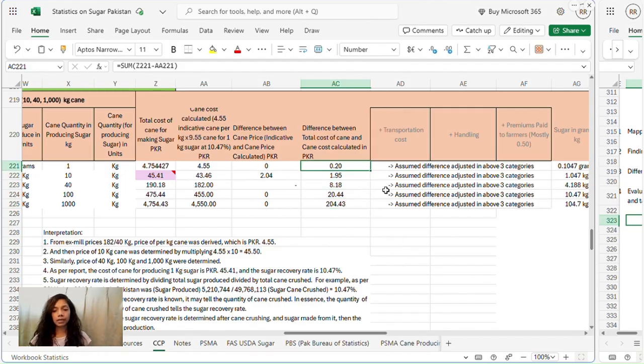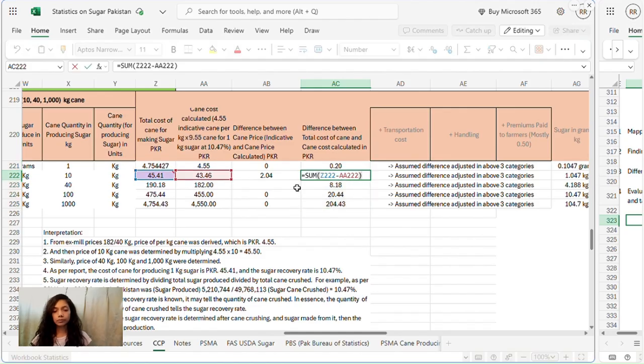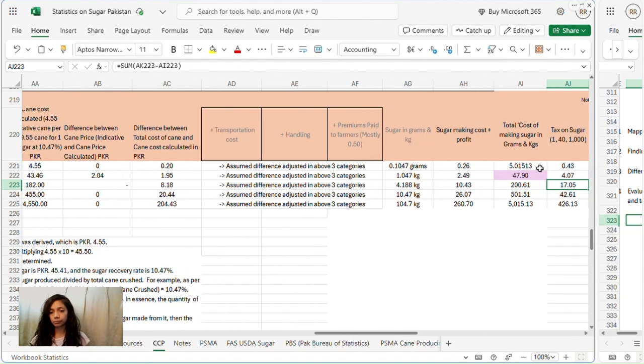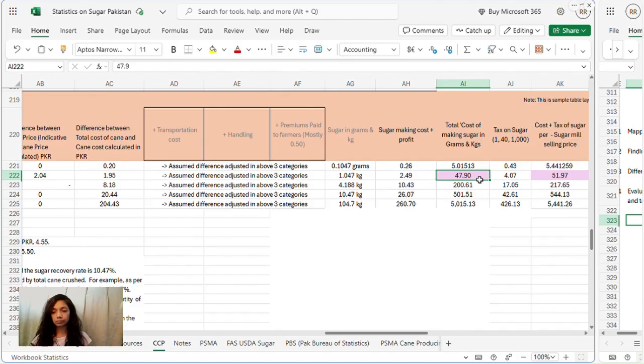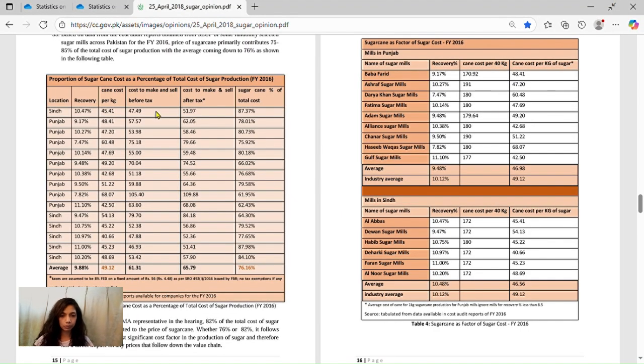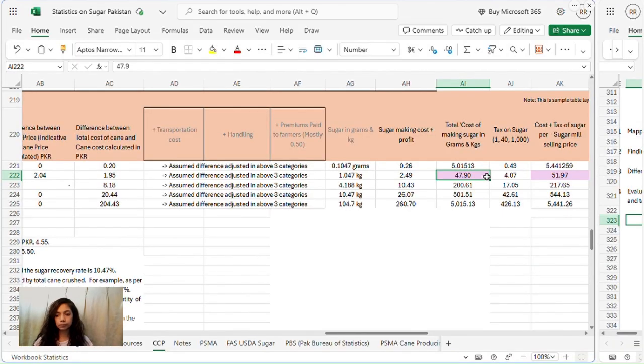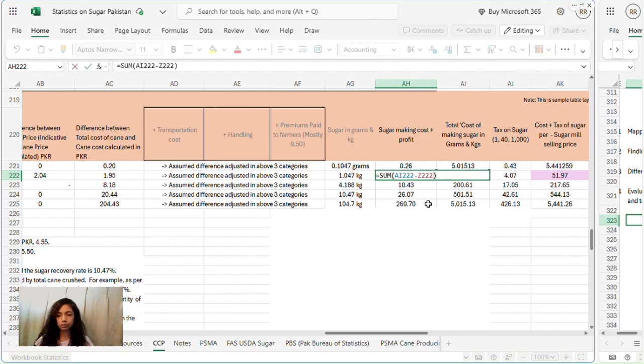So these were the differences, and I assume that these were the differences between the two assumed costs. So perhaps the 10 kg of cane cost may also include transportation cost, handling, and the premiums paid to farmers. Assuming, I don't know. Then this is the cost of sugar making that we have derived from this report, 2.49. This was the cost in addition to the cane. This was the cost, and this was the difference between the two.